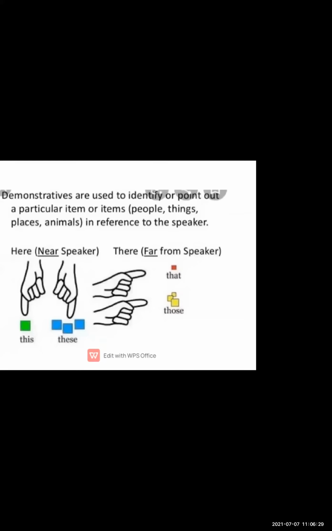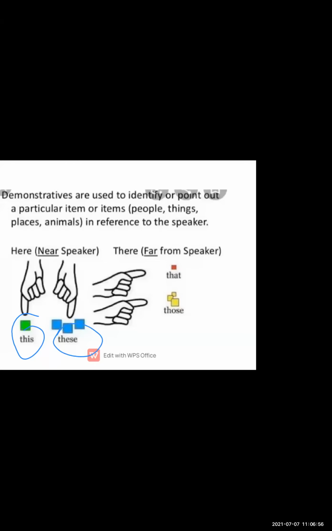Wait a minute. This and these we are using when the speaker is near to the noun. Now, which thing is near to me? Mobile is near to me. So, this is my mobile.